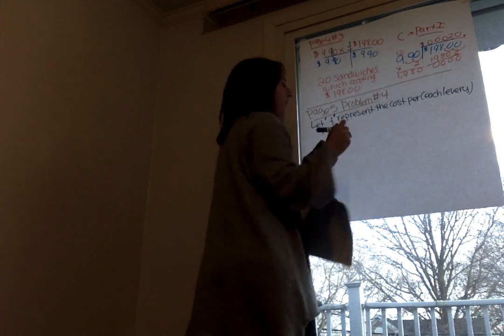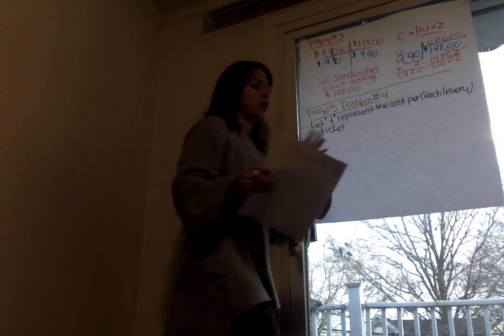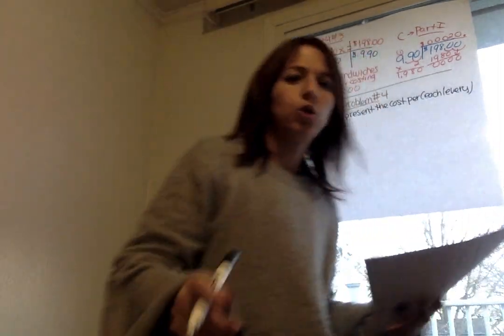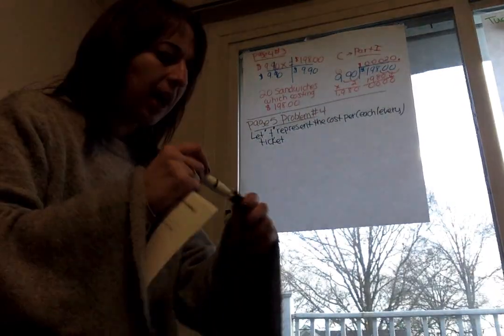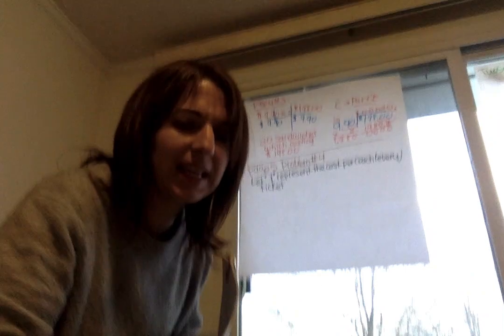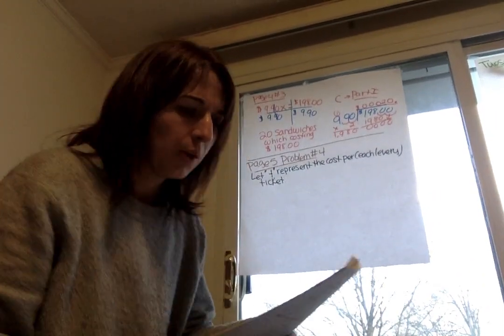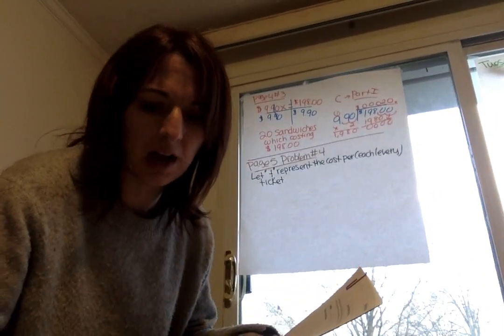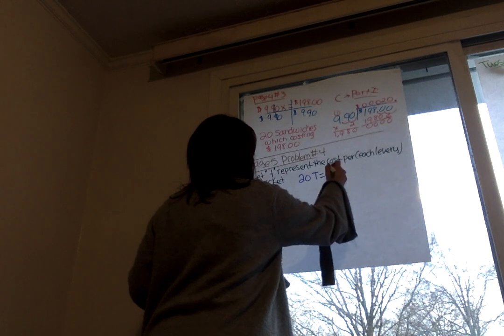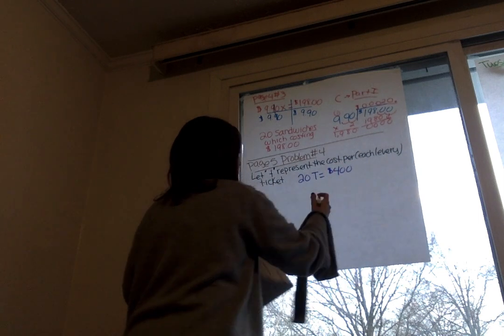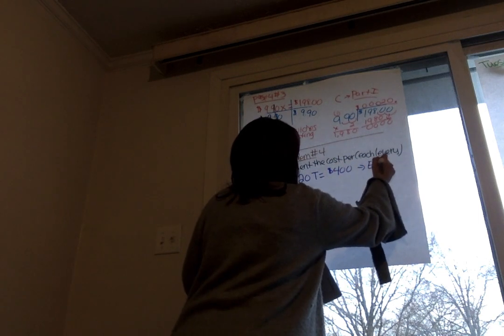I identified my variable. So I'm going to use the variable T. Now you can use any variable you want. You can use A, B, C, all the way up the alphabet. I just chose T because it makes sense when we talk about tickets. Okay, now I'm going to multiply the 20 times the T to equal $400. So 20T is equal to $400. And this is my equation.